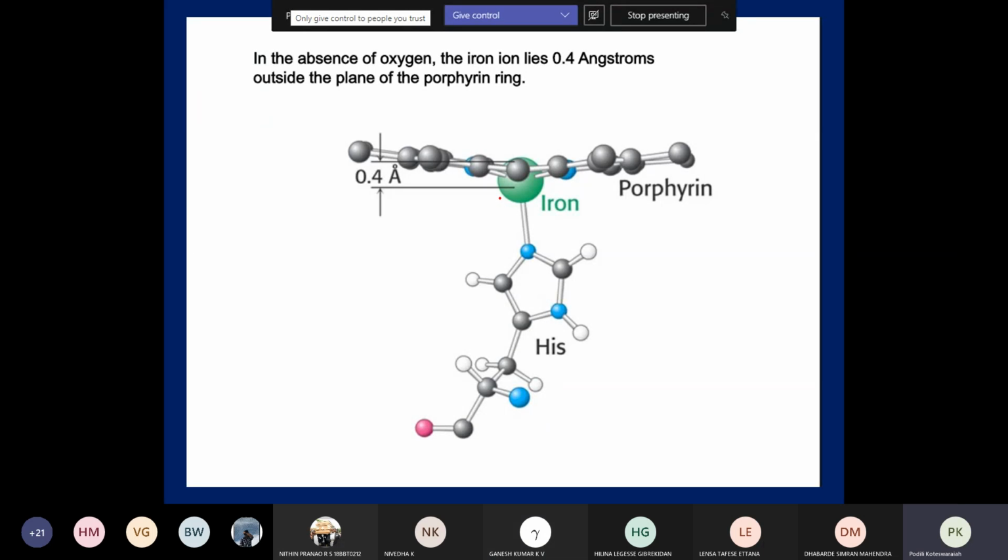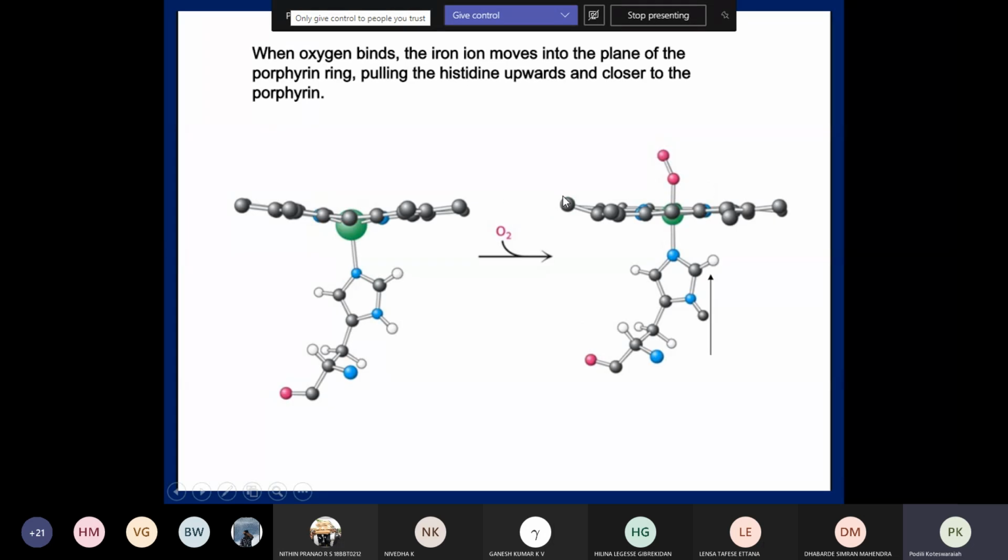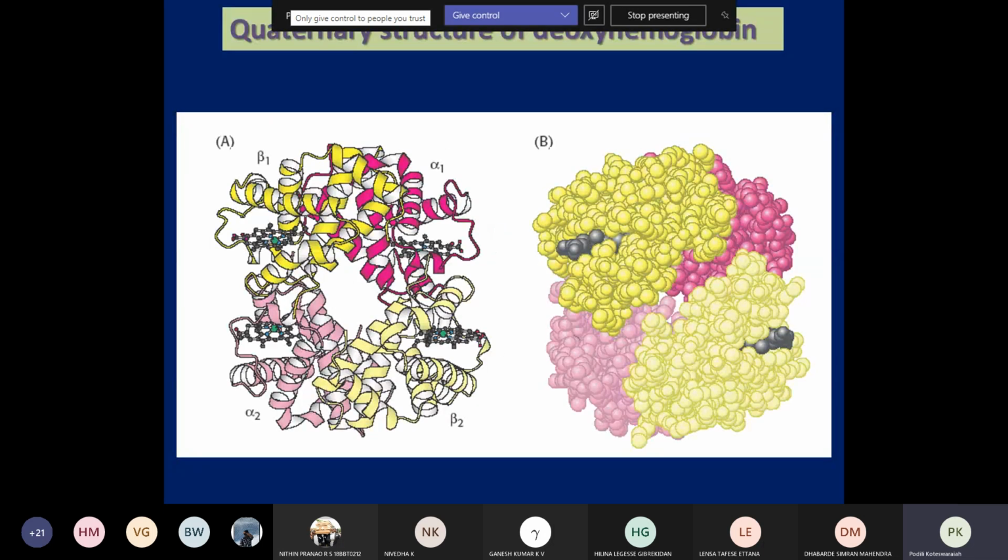I forgot to mention that in the deoxygenated state, in deoxyhemoglobin, the iron atom is present 0.4 angstroms outside the average plane of the four pyrrole rings. You can see here that upon oxygen binding, the iron atom is pulled into the plane, and this movement in turn pulls the histidine residue that is in the fifth coordination site. As a result, a conformational change takes place in all the subunits. This we will explain later.